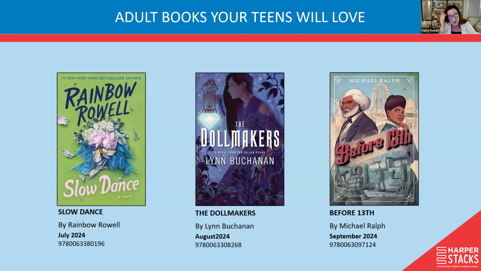Next slide, we thought we would tell you about a couple of adult books, the books publishing on our adult side that I think teens are absolutely going to love. First up, of course, is Rainbow Rowell. This is actually coming out in July, not in fall. It's coming out real soon. It's called Slow Dance, and it is her first book for adults since her 2014 bestseller Landline.